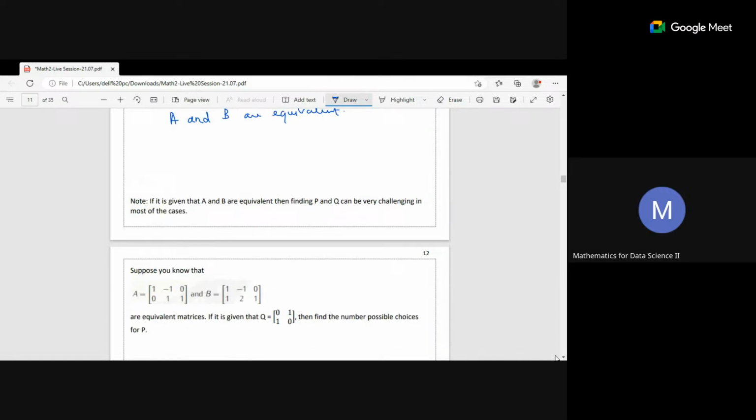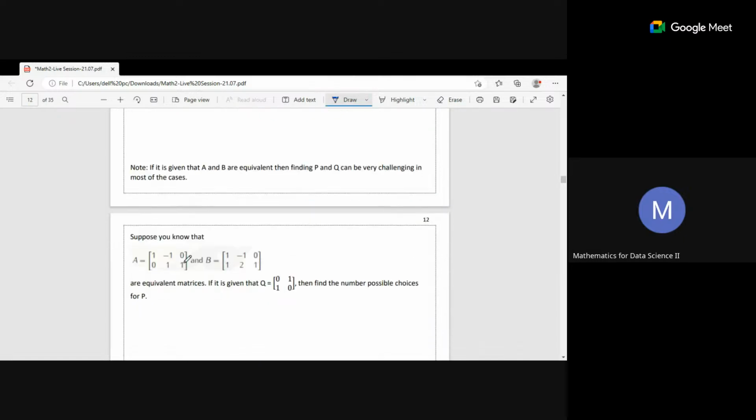Suppose you know that A is equal to this and B is equal to this are equivalent matrices. They are saying that they are equivalent matrices, and now they have given what your Q is. So they are asking us to find the possible choices for P. How can we find it? Any idea how to find the possible choices for P?